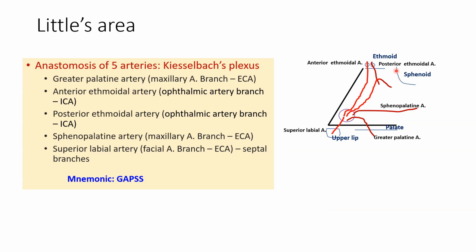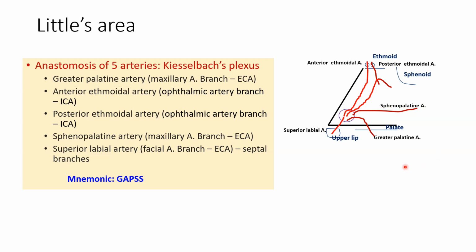So in this picture, a simplified diagram for representation of the arteries taking part in the Kesselbach's plexus. The arteries coming from the external carotid artery and internal carotid artery are shown. The internal carotid artery gives ophthalmic artery, and from the ophthalmic artery the anterior and posterior ethmoidal arteries take origin and they pass through the foramina and they supply the septum of nose and they reach the Little's area.